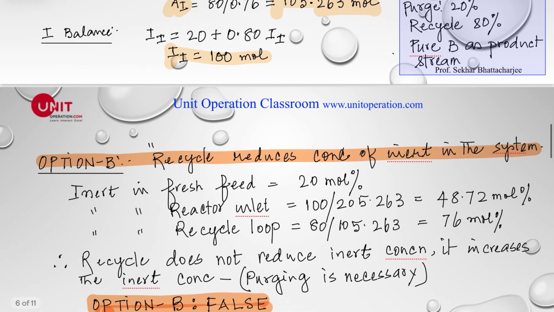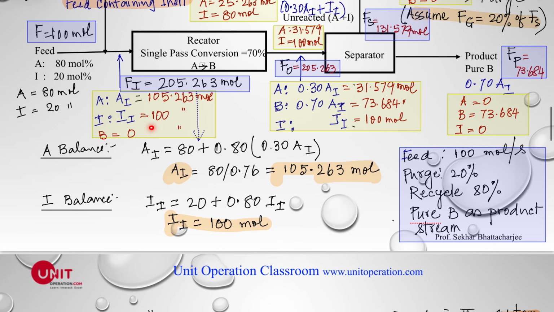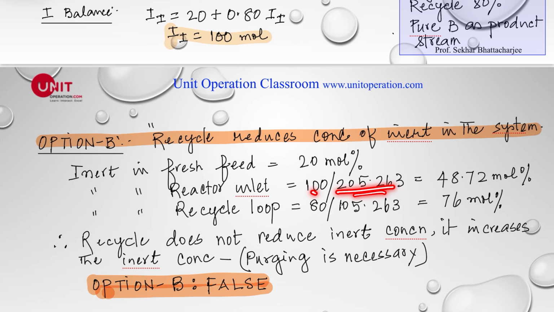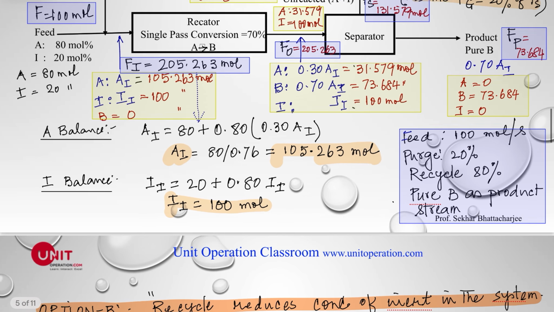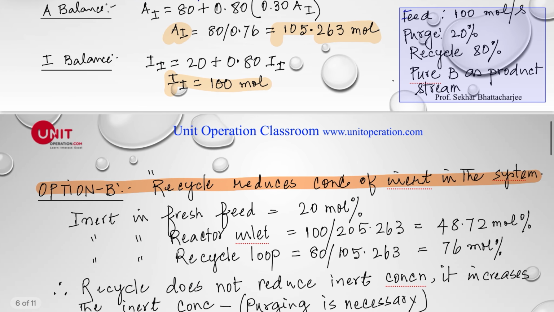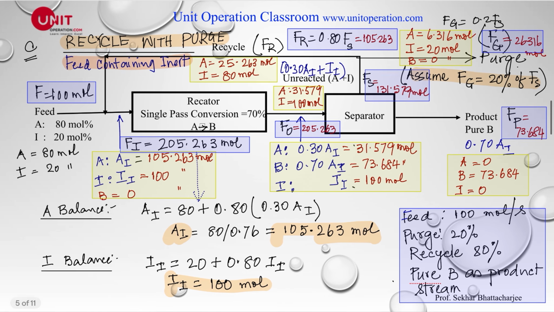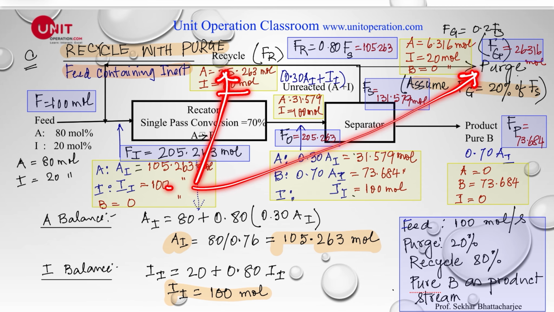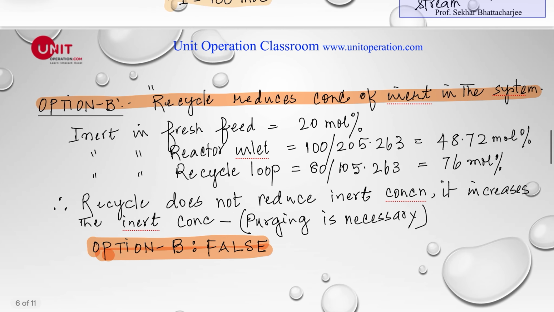So here, as you can see, the inert concentration is 100 divided by 205.260 added up, right? So 100 divided by 205.260 is 48.72 mole percent. So here, the inert concentration is 48.72%. This is 20 mole percent. This is 48.72%. Okay. And let's see what is the concentration in the recycle loop. In the recycle loop, of course, this is going to be equal to 80 moles coming in here. Out of this 100 moles, 20 moles went here and 80 moles went here. So this is 80 divided by 25.263. That is 76 mole percent.